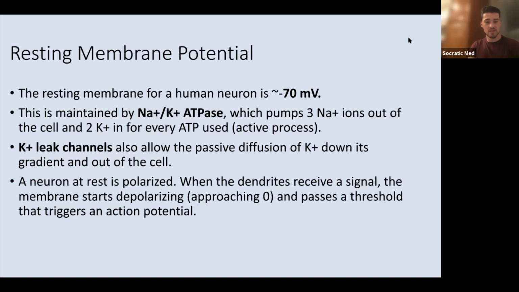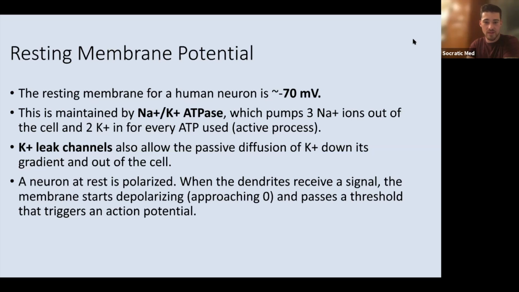The other protein is a potassium leak channel. These don't use ATP; it's passive diffusion. The leak channel is basically just an open channel that makes the cell slightly more permeable to potassium. Potassium is going to flow down its electrochemical gradient, and since potassium concentration in a normal cell is higher on the inside, the potassium is going to flow out. The two of these work together and keep an equilibrium. So the resting membrane potential for a polarized human neuron is -70 millivolts.